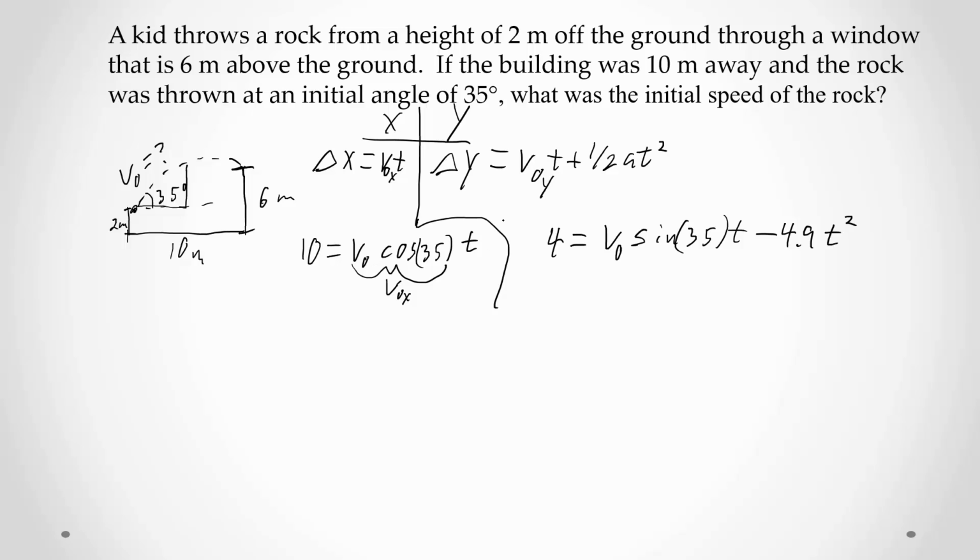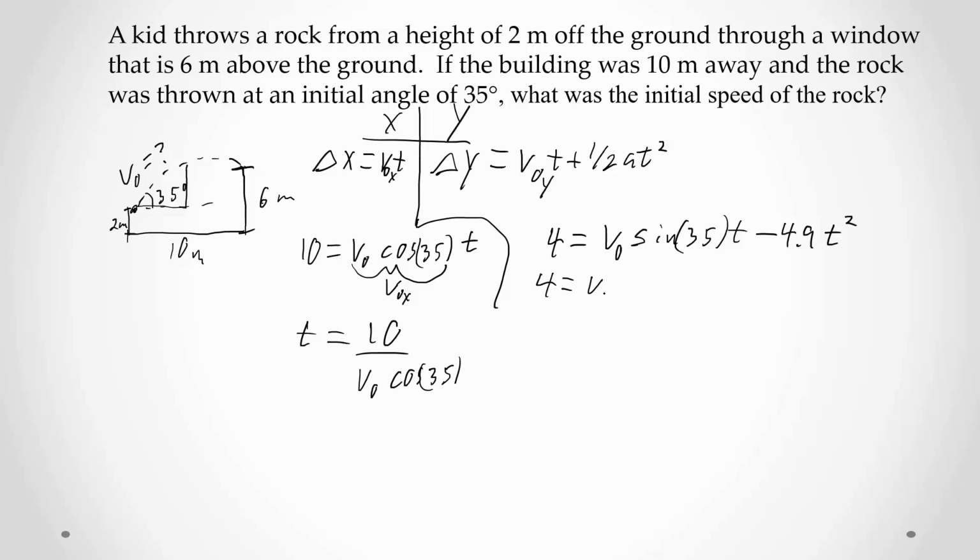I want to find v naught, but I don't know t. But as I'm sure you noticed, we have two unknowns, but we have two equations, so we can solve those through whatever method you prefer. I am going to solve this one for t and plug it in over here. So t equals 10 over v naught cosine of 35. And I'm going to plug that in over here for all my t's.